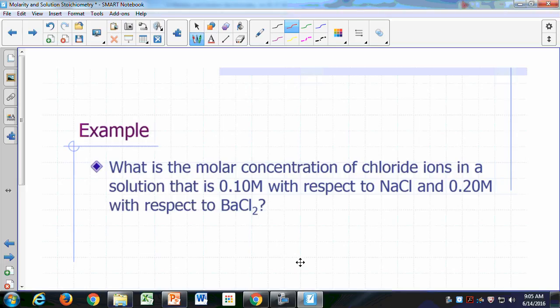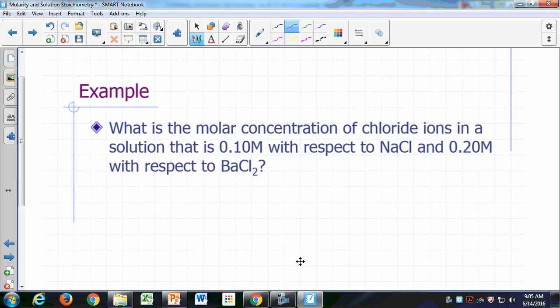Let's try a more challenging example here. What is the molar concentration of chloride ions, if you recall chloride is Cl-, in a solution that is 0.10 molar with respect to sodium chloride and 0.20 molar with respect to barium chloride? What this means is you have a solution that has not just sodium chloride but barium chloride, and you're given the molarity with respect to sodium chloride and barium chloride.